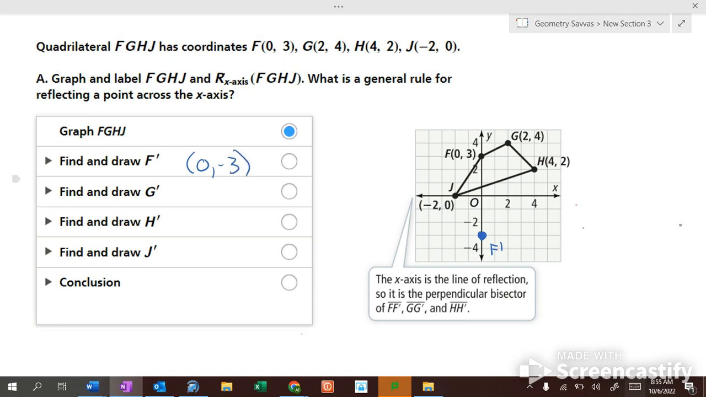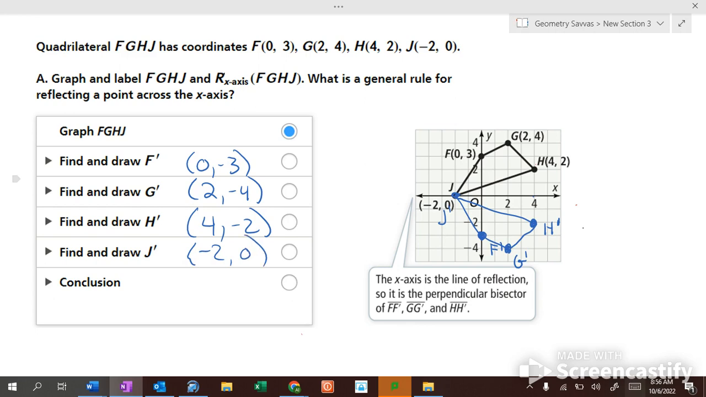G is 4 above the x-axis, so we go 4 below the x-axis. There's G prime. It's at 2, negative 4. H is 2 above, so it goes 2 below. So it's at 4, negative 2. And J is on the x-axis, so it stays there. So J prime is also there. And so it is at negative 2, 0.